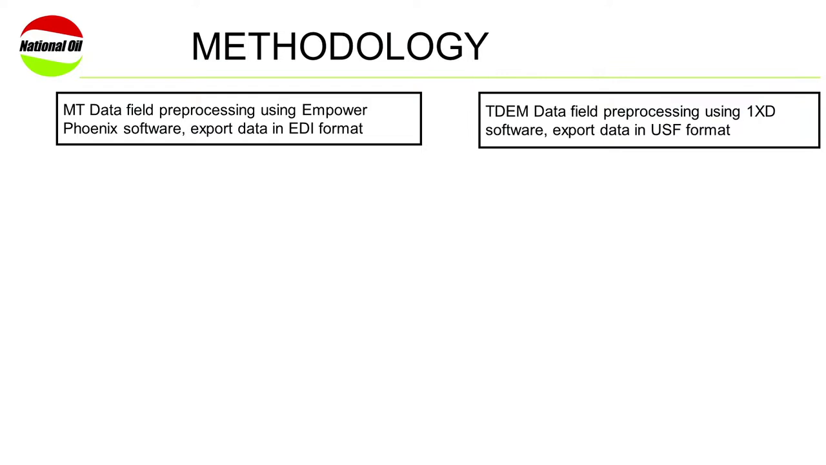Once you acquire data, where you're acquiring the MT data, you also acquire the TDEM data. And then you have the QC aspects in the field. So we have the software that does that for both the TDEM data and the MT. For MT, we have Empower, and we also have other software like the CCM 2000 for QC. And for TDEM, we have the 1XD. Of course, there are formats of the data that you need to have.